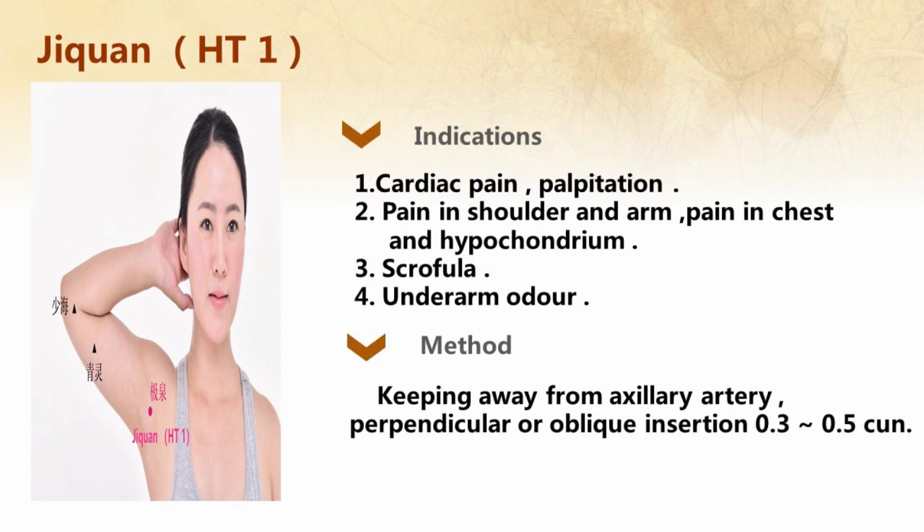The acupoint can cure cardiac pain, palpitation, pain in shoulder and arm, pain in chest and hypochondrium, scrofula, and axillary odor. The operation method of this acupoint is, keeping away from the axillary artery, perpendicular or oblique insertion 0.3 to 0.5 cun.